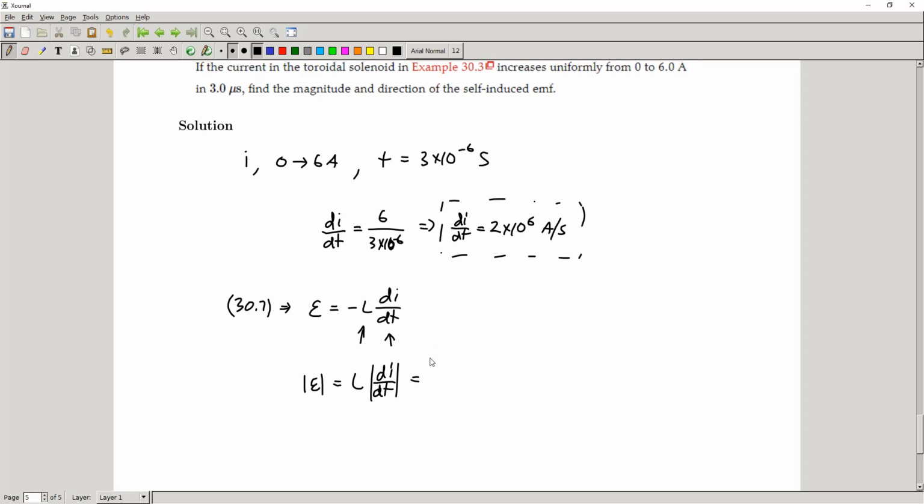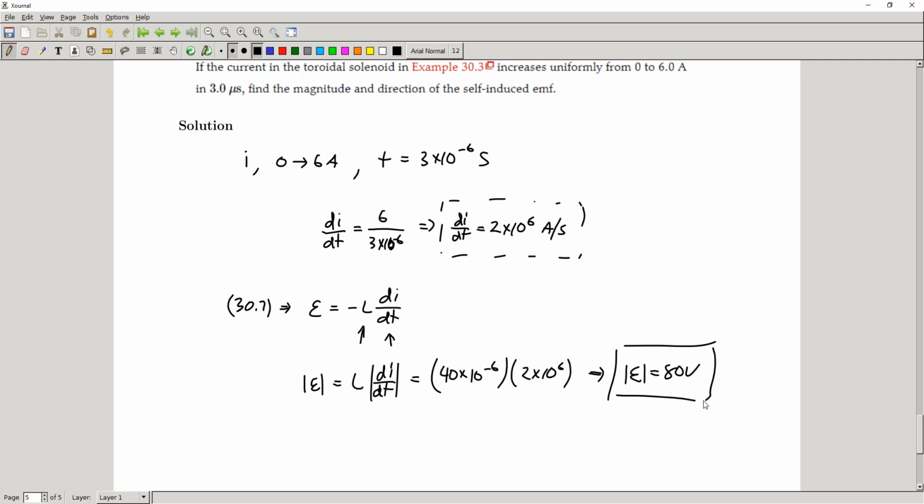What did we get before? We got 40 microhenries, so it's going to be 10 to the minus 6, and then here we got 2 times 10 to the 6, and so we find the magnitude of our self-induced EMF is going to be 80 volts. So that's the magnitude of the EMF induced in our toroidal loop here.